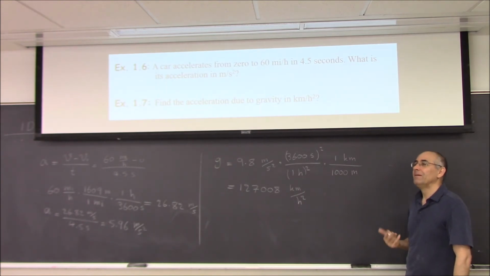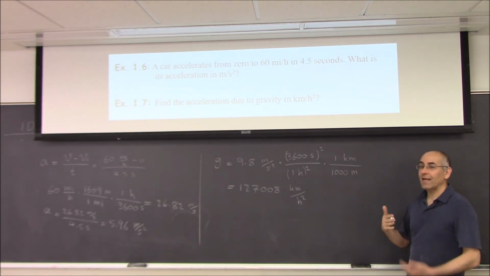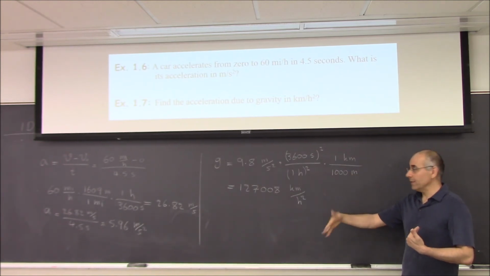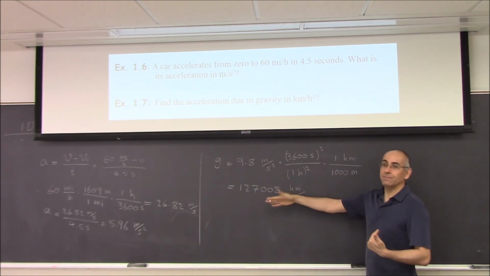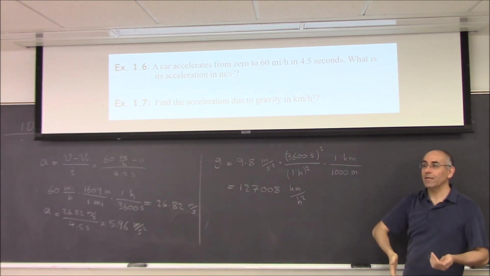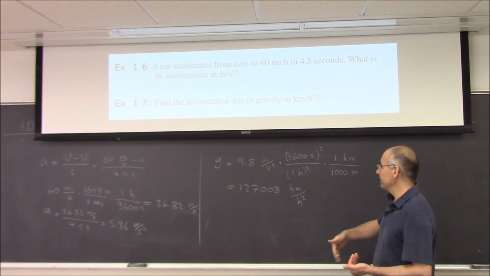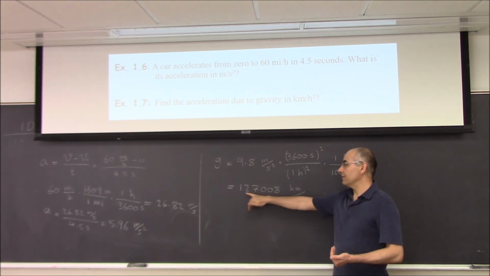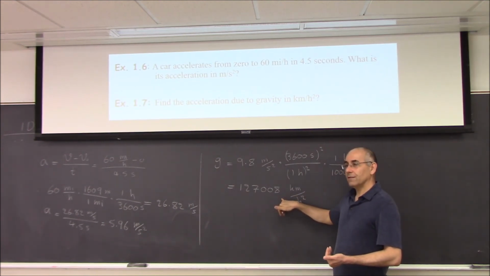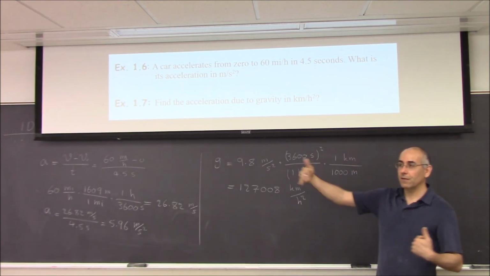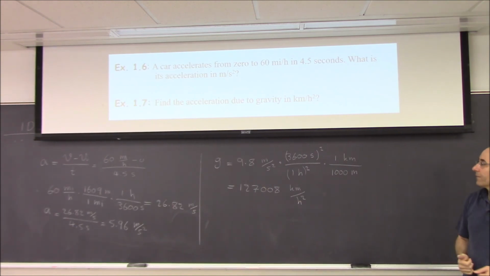It's per hour. It means that if you let the acceleration continue for 1 hour, the object will get that much speed, which makes sense. If you go 9.8 meters per second for 1 hour, then you get this many kilometers per hour for your speed. That makes sense because it's a long hour, a long time, right?